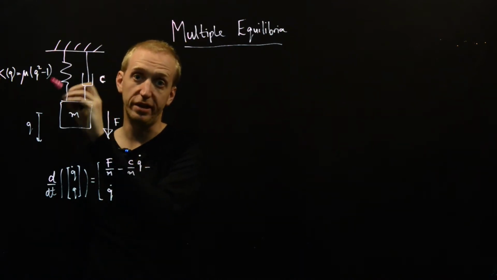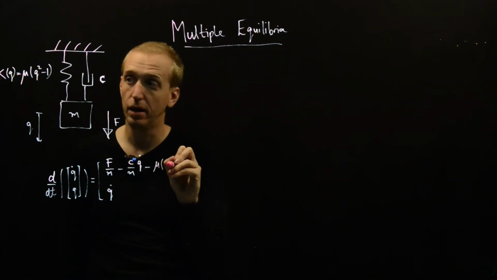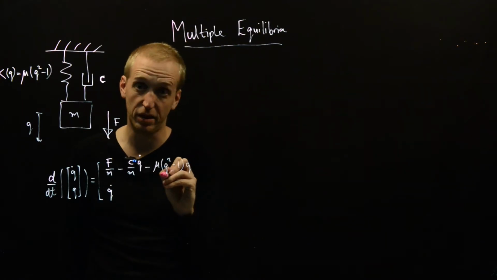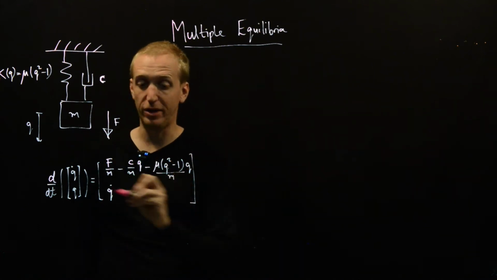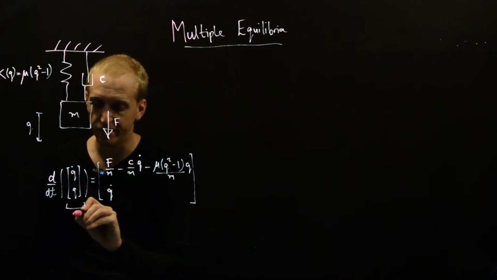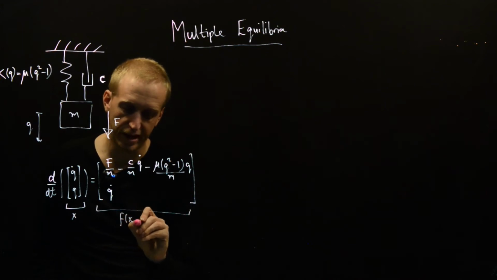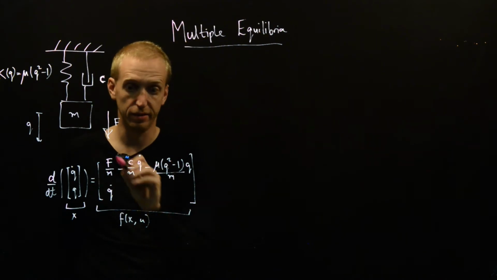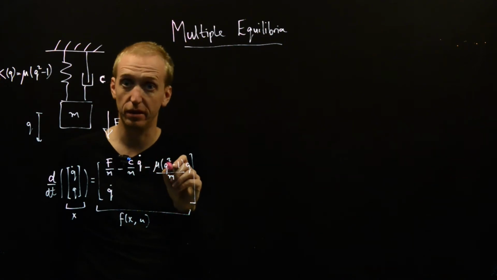And now we have the nonlinear spring force. So the nonlinear spring constant is mu (q squared minus 1), and this is all multiplied by q, and we divide through by m. And here we have our ODE in our standard form. This is our x, and this is our f of x, u. Everything on this side is either constants, inputs, in this case the force, or part of our state vector, in this case the q dots and the q's.